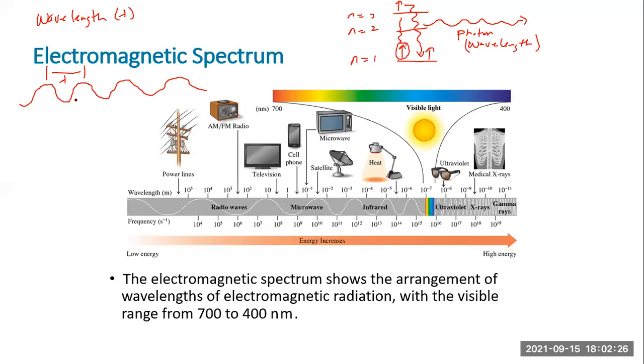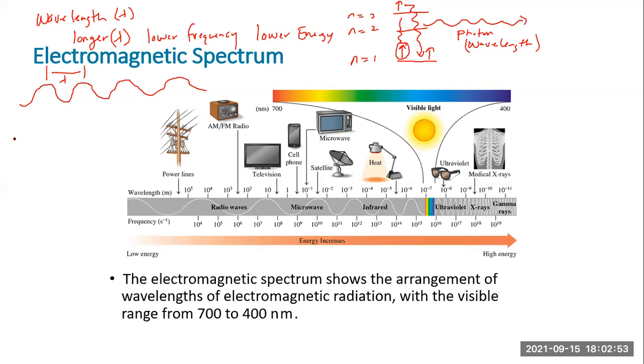And basically, if we have a longer wavelength, it will also have a lower frequency. Frequency is basically how many times a wave passes a point in a given second. And it will have a lower energy associated with that.